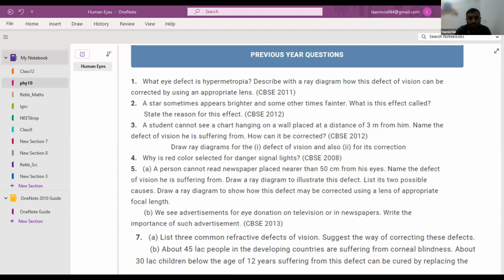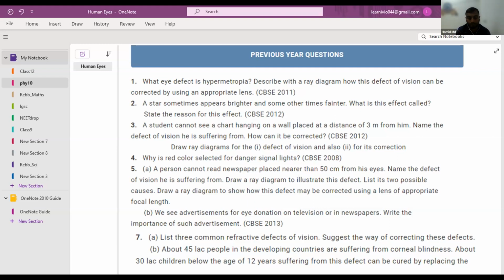Hypermetropia is known as long-sightedness. It means we can't see closer objects. Right. So which type of lens do we use? We use a convex lens, so the image looks proper.